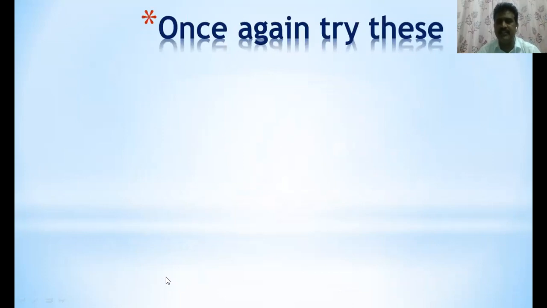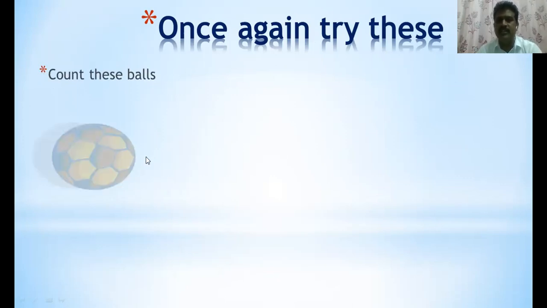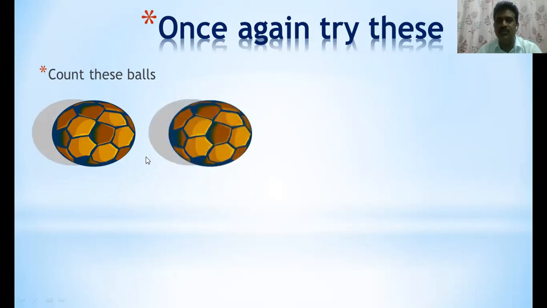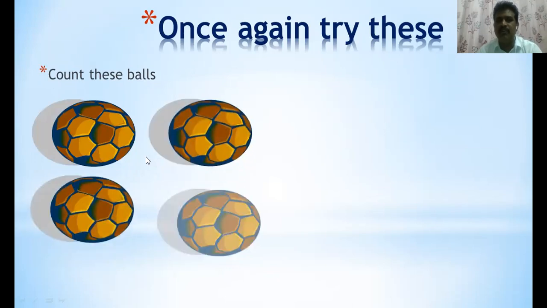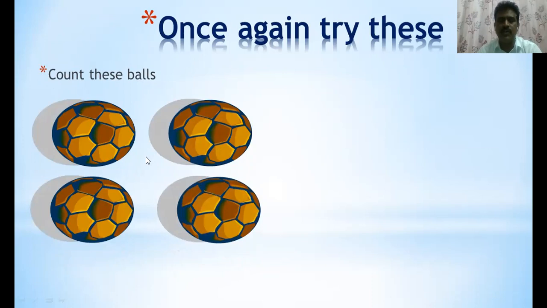Once again, try this. I'm giving you one more. Shall we try now? What are these? See, count these balls. I'm giving some balls. You count them. 1, 2, 3, 4. How many balls are there? Yes, there are 4 balls. Here, I counted. There are 4 balls. Isn't it, children? Next.